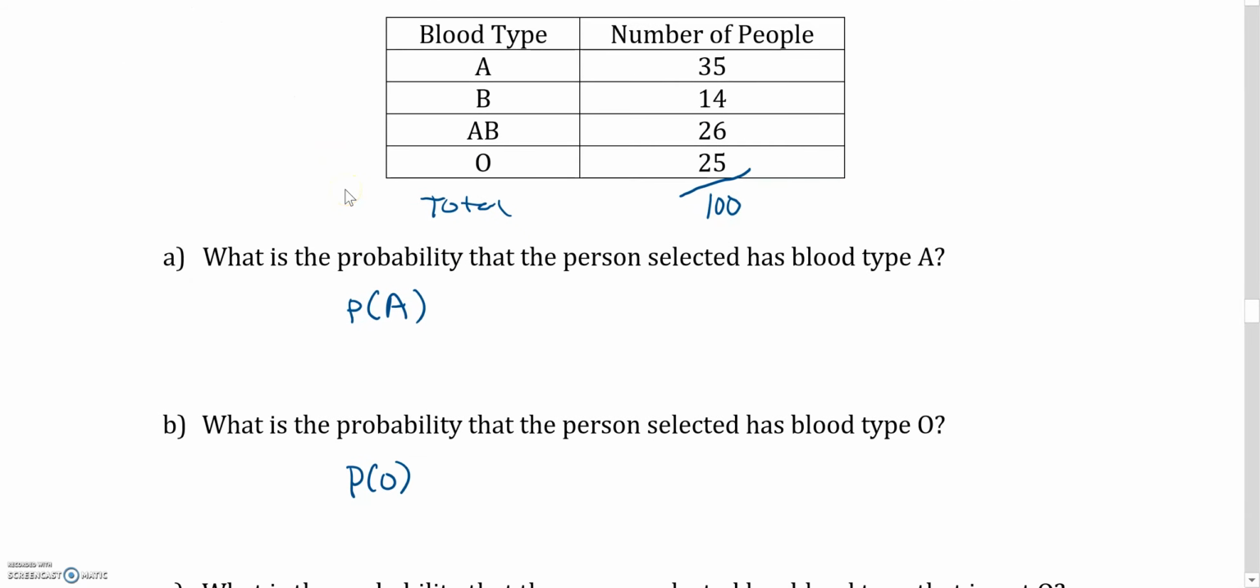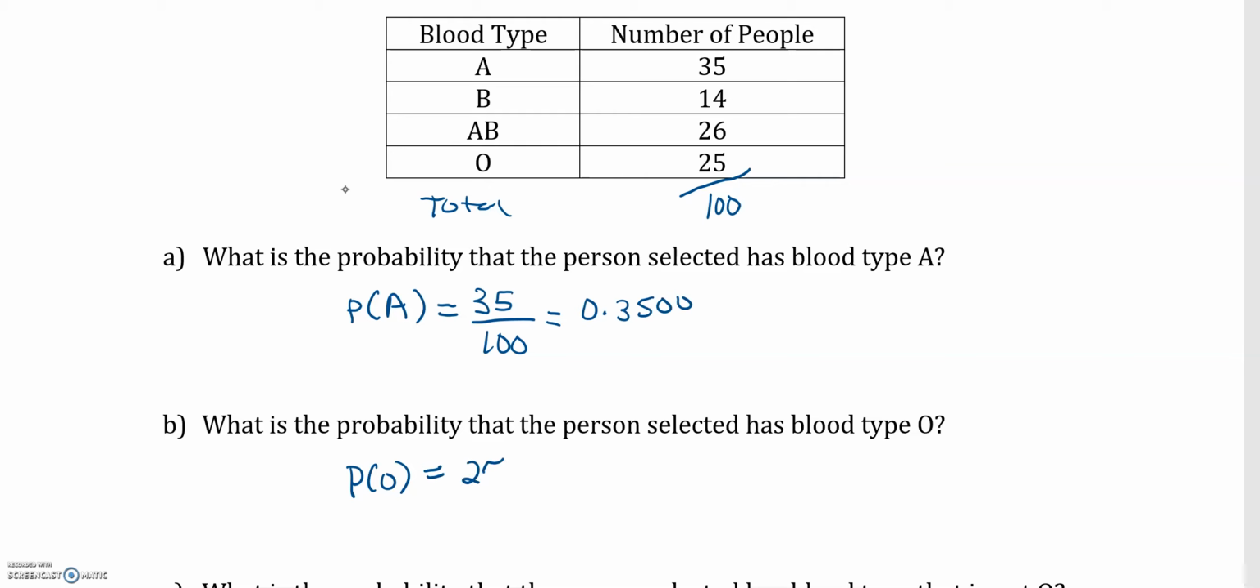So to calculate the probability that a person selected has type A blood type, we look at the total number of people that have type A out of the 100, and we can report that as a decimal of 0.3500.